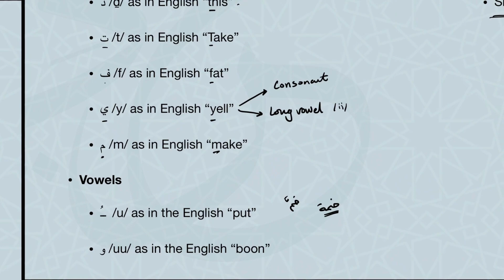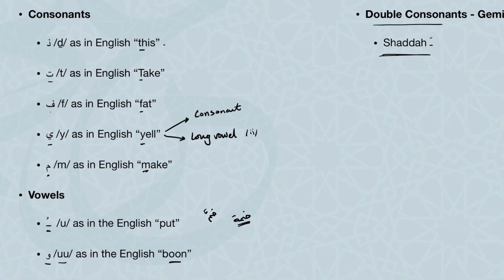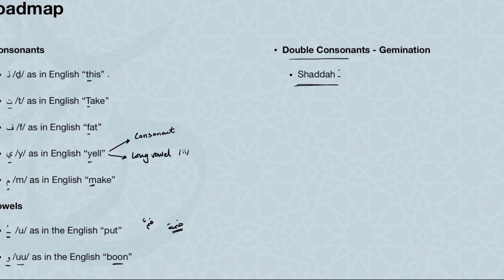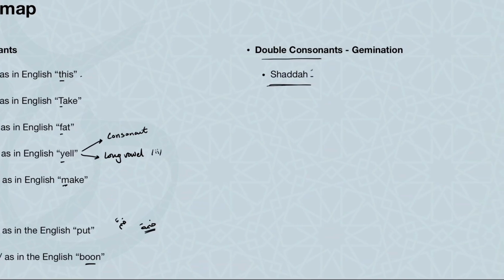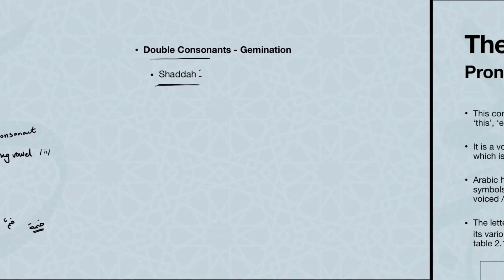Of course, the short vowel is called dhamma, and the long vowel is denoted by the letter waw. That makes it longer. The short vowel is basically the oo sound in put, and the long one is the oo sound as in boon. The shadda we'll get to in detail when we reach that part, but let's start with the first consonant, dhal.